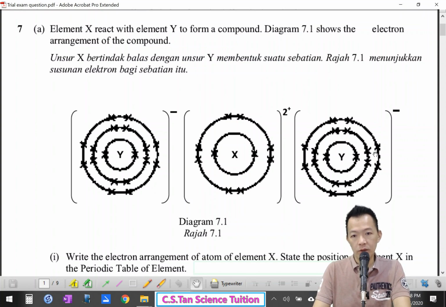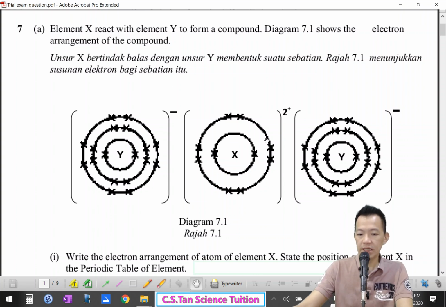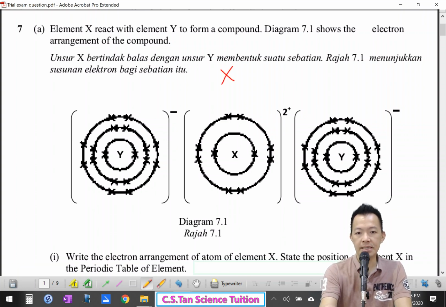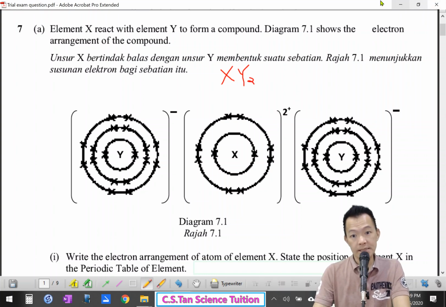X joins together with Y to form a compound. So diagram 7.1 shows the electron arrangement of the compound. So what is the compound? 它的 compound 叫什么名字呢? Okay, X, Y, 2. One X joins together with 2Y and becomes XY2.